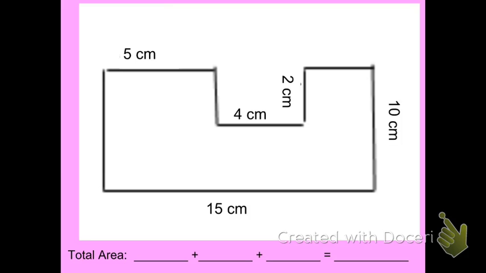Okay, one more. So let's do this one. I'm going to divide it. I think it's easiest to divide it. Oop, nope, that's not it. Let's try that again. I'm just going to divide it here and here. I think that's the easiest way.